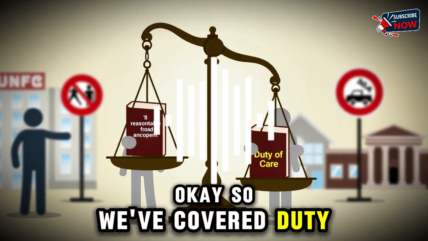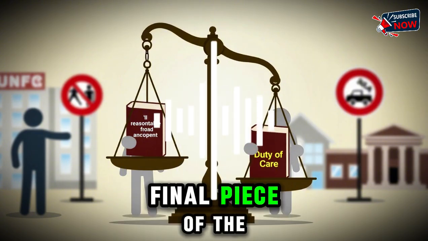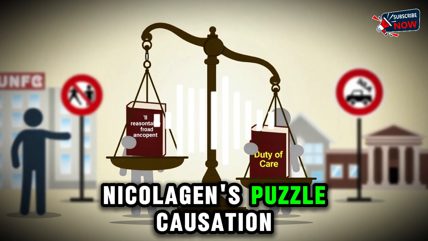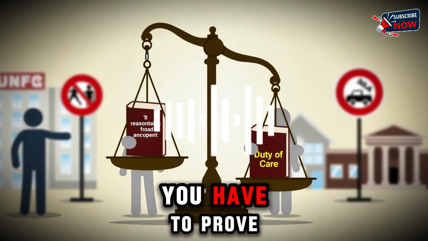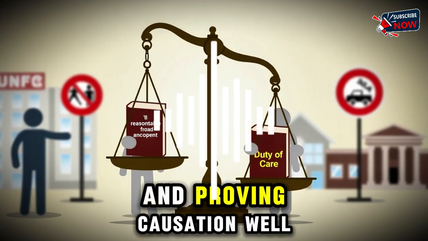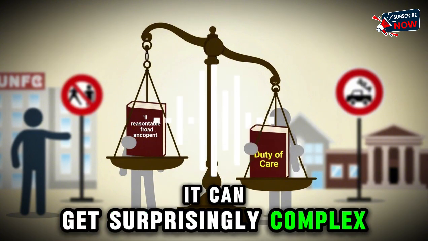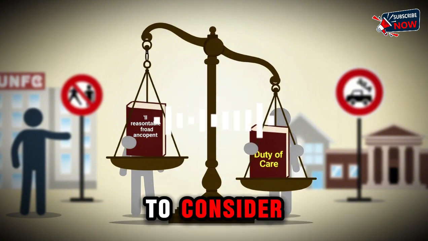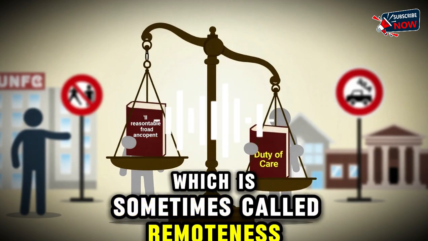Okay, so we've covered duty of care and we talked about breach of duty. Now let's tackle that final piece of the negligence puzzle, causation. As you said, it's not enough to show that someone messed up. You have to prove that their actions directly caused the harm. Exactly. And proving causation, well, it can get surprisingly complex. There are two key aspects to consider: cause in fact and cause in law, which is sometimes called remoteness.